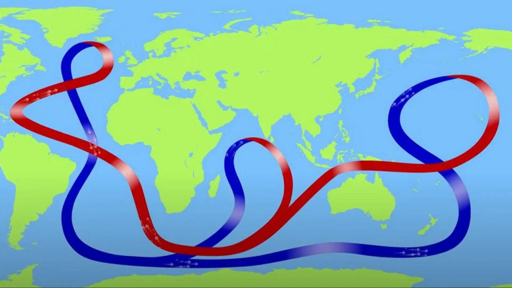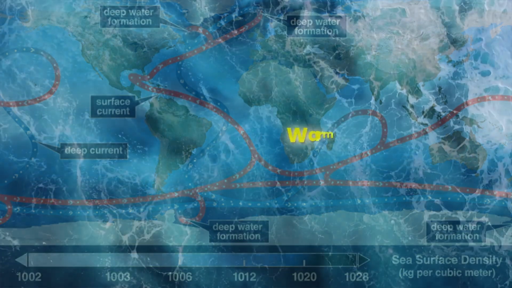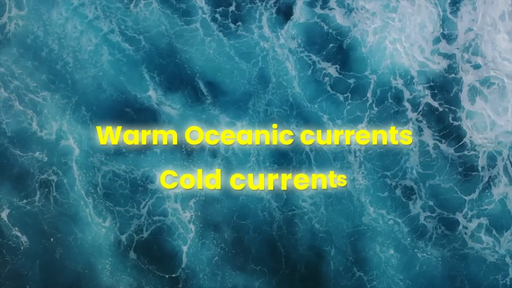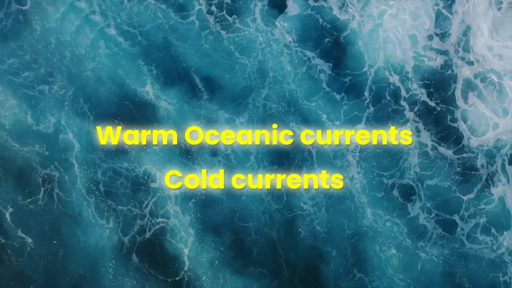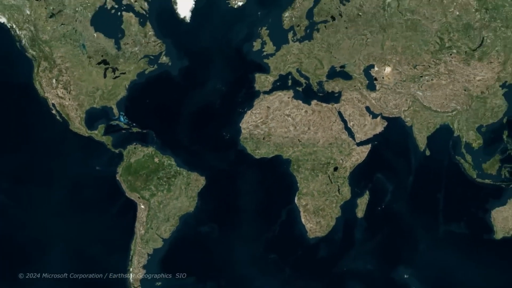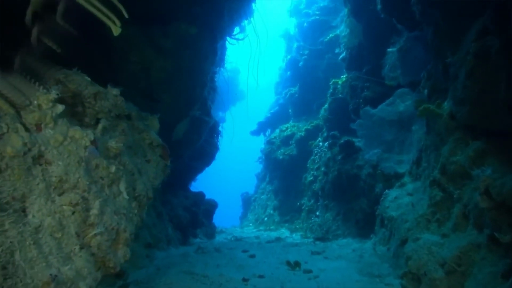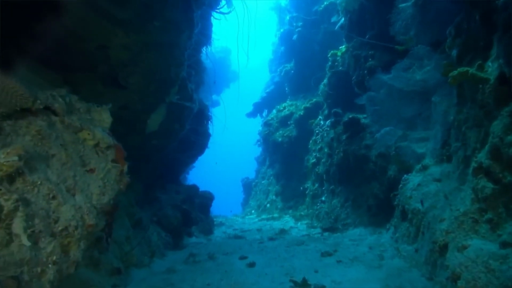Deep ocean currents, thermohaline circulation. Deep ocean currents, or thermohaline circulation, are driven by differences in water temperature and salinity, which affect water density. These currents move water slowly through the ocean's deep layers, and they play a vital role in global climate by redistributing heat and influencing atmospheric circulation.